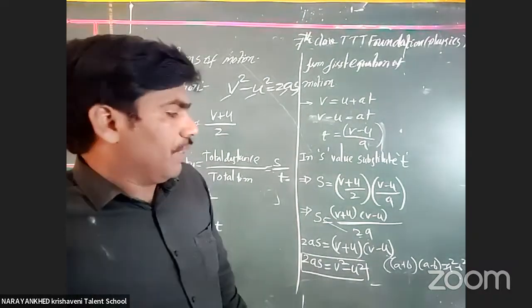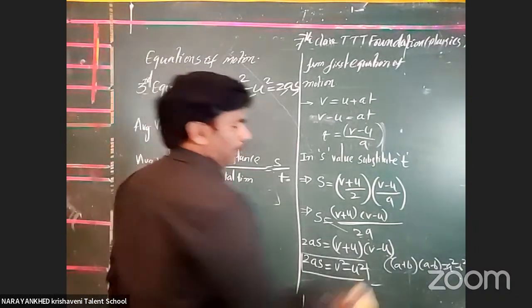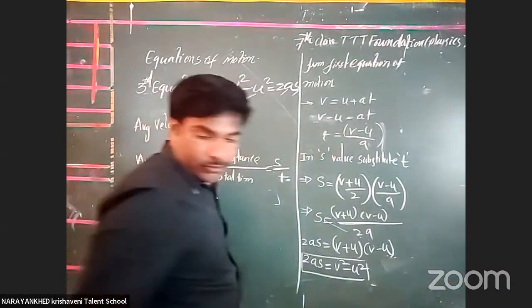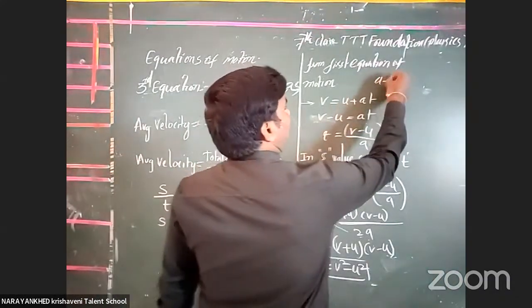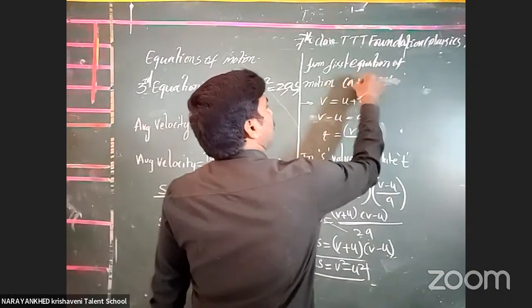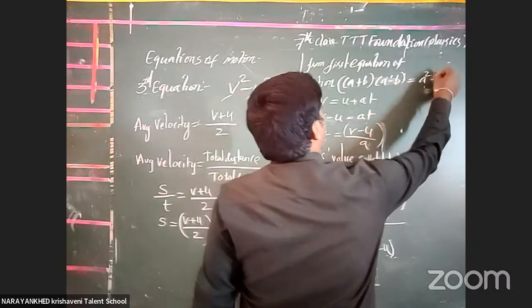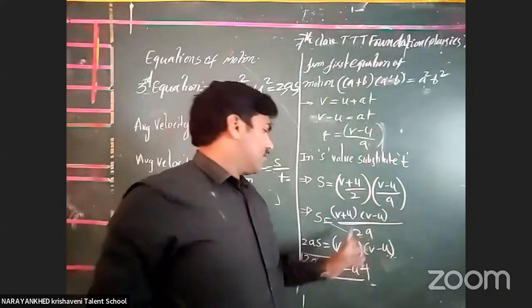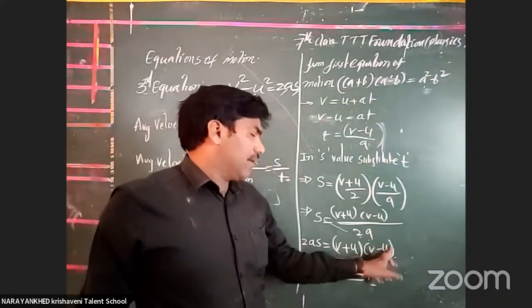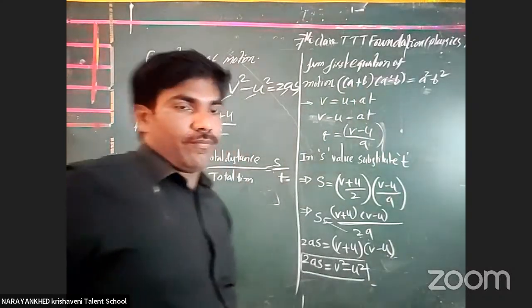Please note down a plus b into a minus b. A plus b into a minus b is equal to this one. The formula is: a plus b into a minus b is equal to a square minus b square. Yes, looks the same now. v plus u into v minus u: in the place of a, v; in the place of b, u. Thank you, sir.